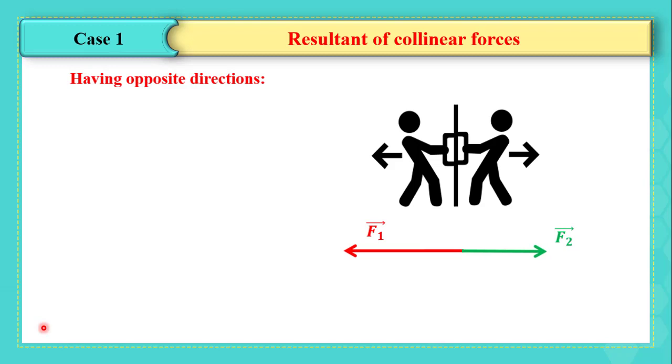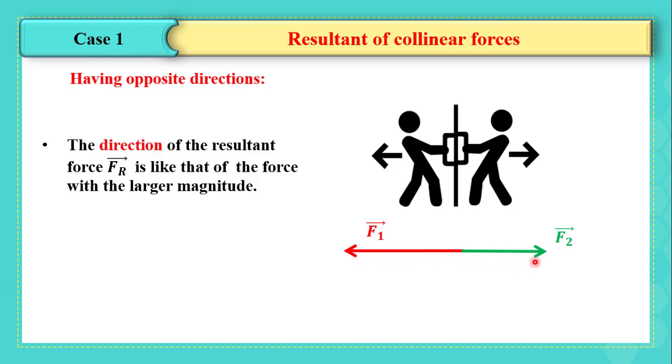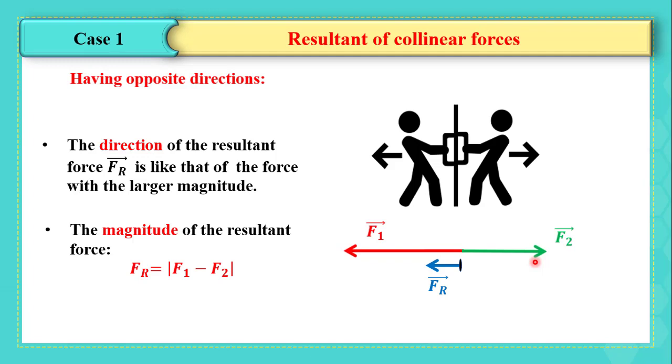In this case, since the forces are collinear and having opposite directions, then the resultant force will have the same line of action and direction as the force with the greater magnitude. In our case, F1 is greater than F2, and this is shown by the length of the vectors. Then, Fr will be directed to the left as F1. And the magnitude of the resultant force is the absolute value of the difference in the magnitudes of the two forces F1 and F2. In other words, Fr is equal to the absolute value of F1 minus F2 as magnitudes.